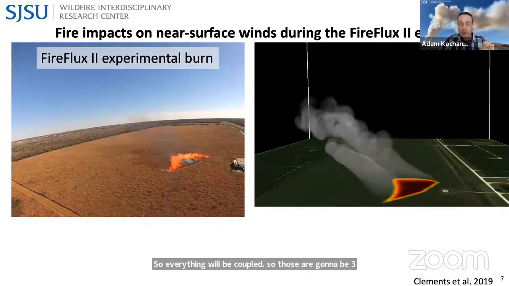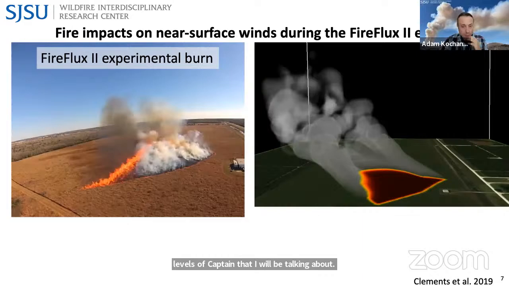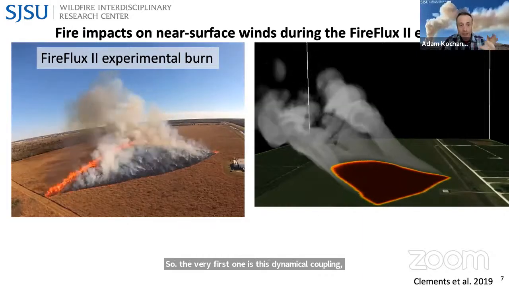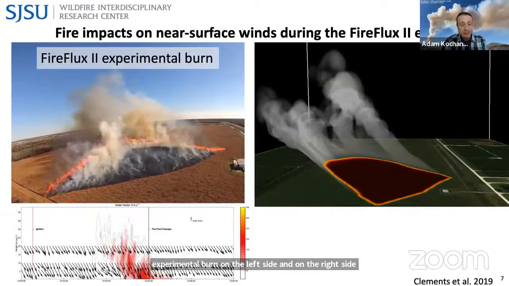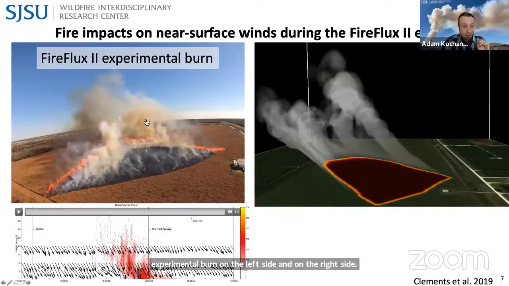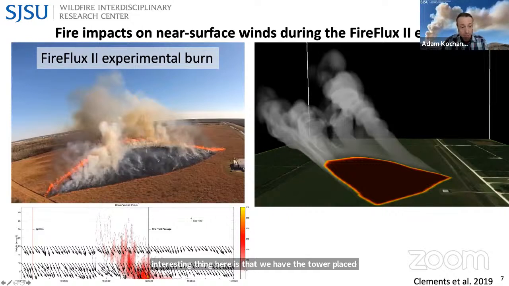The very first one is this dynamical coupling because of the presence of heat near the ground. Here is an example of the FireFlux 2 experimental burn on the left side, and on the right side, a simulation done with WRF-Fire. The interesting thing here is that we have the tower placed on the plot, and we can measure wind speed and temperatures at multiple levels. As the fire approaches the tower, you see those hotter colors. Those are the temperatures plotted here using the color scale, and here's the hottest point corresponding to the fire front.